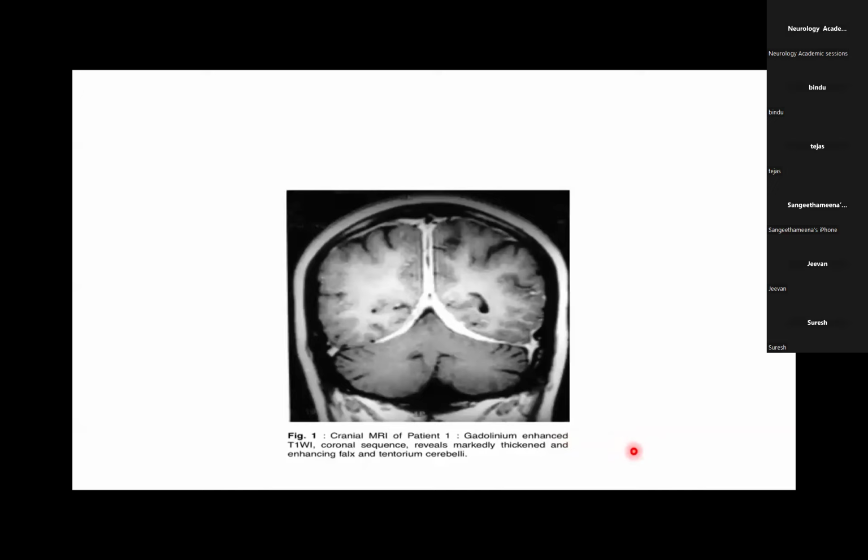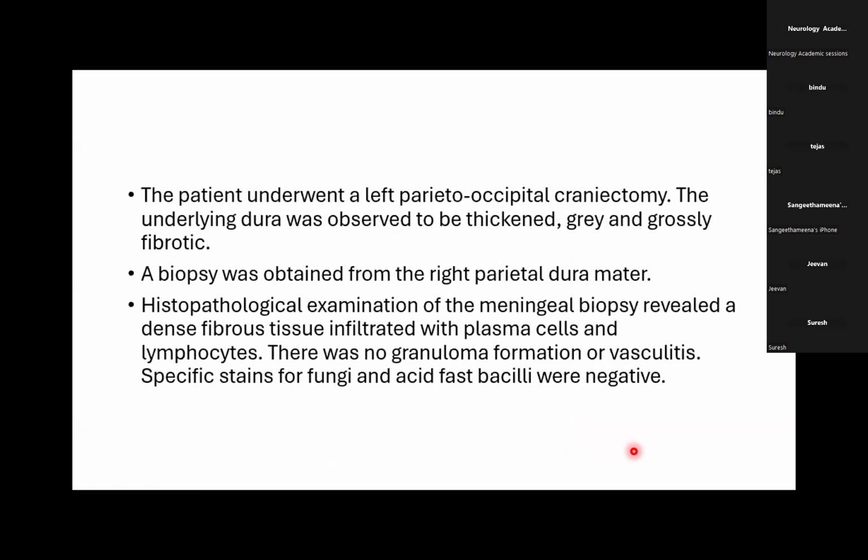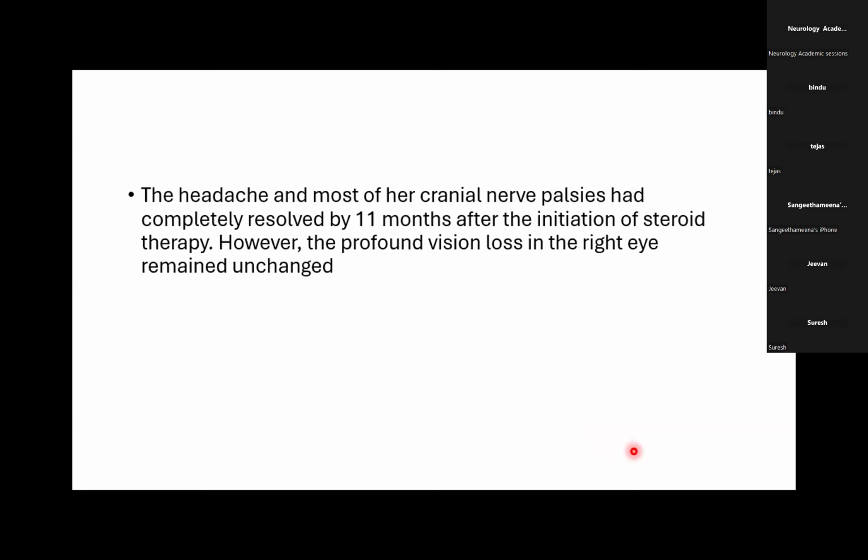This was the gadolinium enhanced T1-weighted imaging showing markedly thickened falx with tentorium cerebelli involvement. The patient underwent a left parieto-occipital craniectomy. The underlying dura was observed to be thickened, gray, and grossly fibrotic. A biopsy was obtained from the right parietal dura mater. Histopathological examination of the meningeal biopsy revealed dense fibrous tissue infiltrated with plasma cells and lymphocytes. There was no granuloma formation or vasculitis. Specific stains for fungi and acid fast bacilli were also negative in the biopsy specimen.